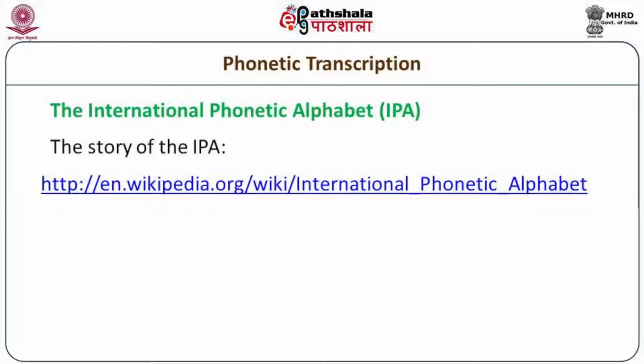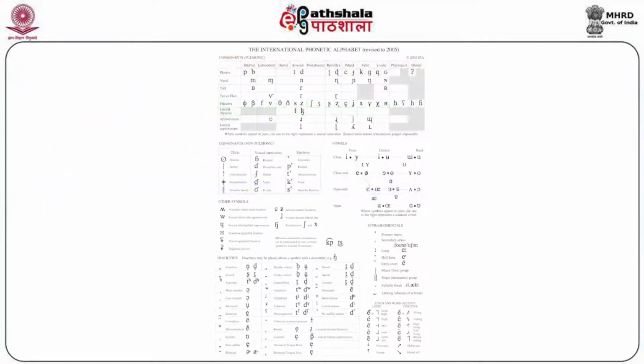Now, for a brief history of the IPA chart, you can go to the link given here on your slide. This is from Wikipedia. Take a look at the chart as a whole. In brief, the story goes like this. Towards the end of the 19th century, teachers of French and English faced difficulty in teaching one language to the speakers of the other. Thus, English being taught to the learners of French.